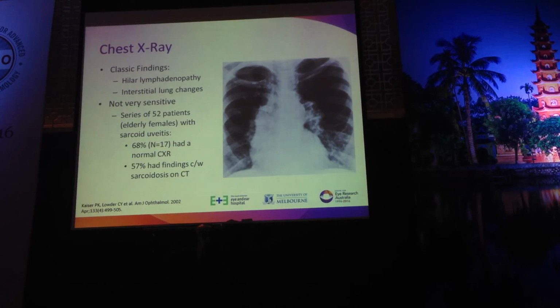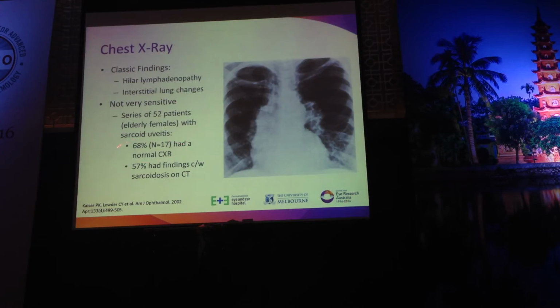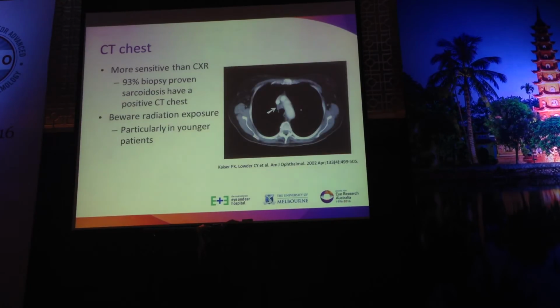The chest X-ray is very useful in this situation. What you're looking for is hilar lymphadenopathy and interstitial lung changes here. Again, it's not very sensitive. You can see here in patients with definite sarcoidosis, only 68% had an abnormal chest X-ray. But you do get higher sensitivity with the CT chest. However, there is that radiation exposure with the CT chest, so just be careful in young patients particularly that you've got to have a good reason to do that CT.